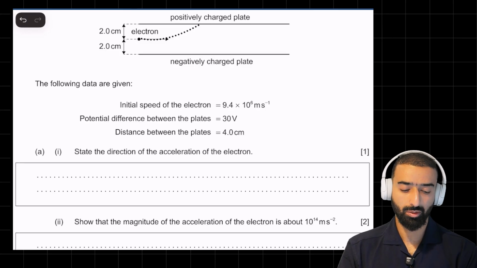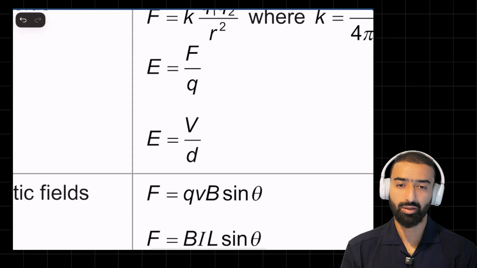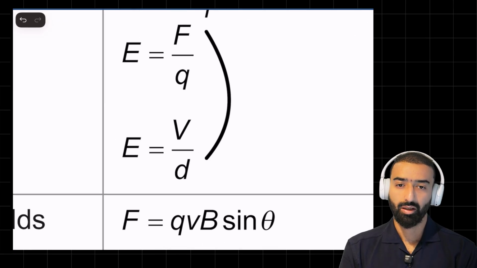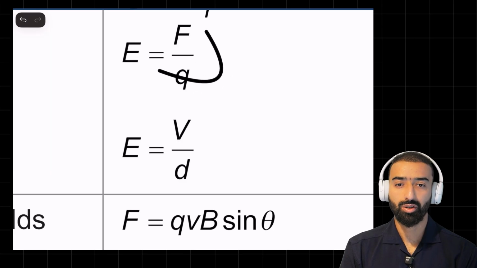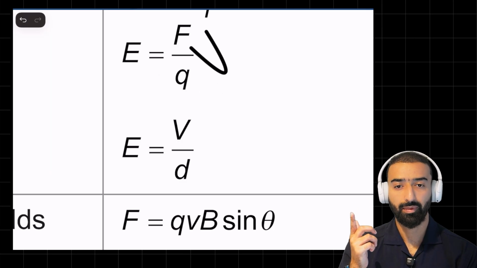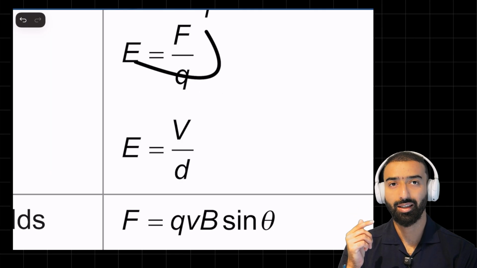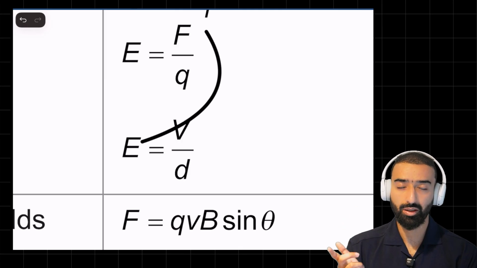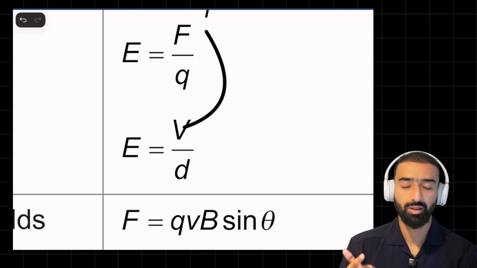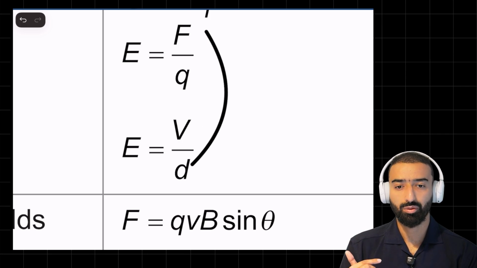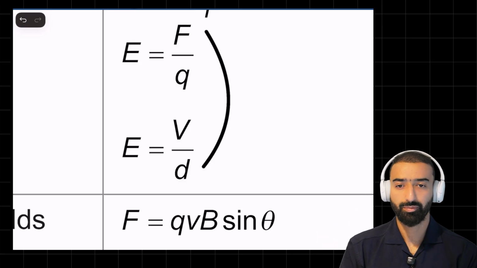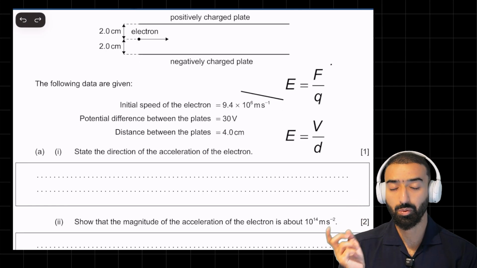Well, if you go to our data booklet, you'll find these two equations here. This equation, we can rearrange it and find the force, but this equation uses electric field, which we don't know. But electric field can be found using this equation, the potential difference and the distance between the two plates. So I'm going to copy these equations and paste them on the problem. So here are the two equations which we were looking at.